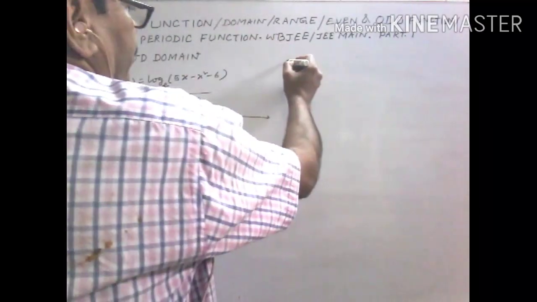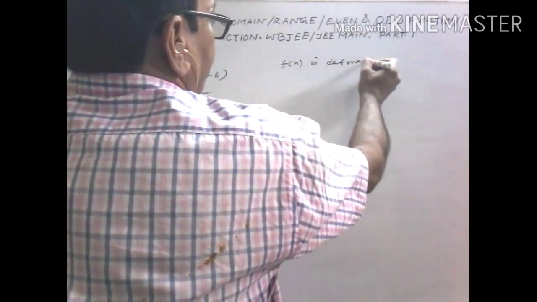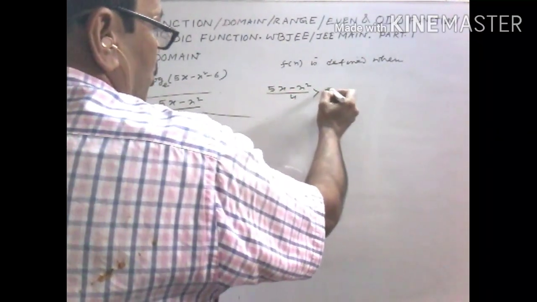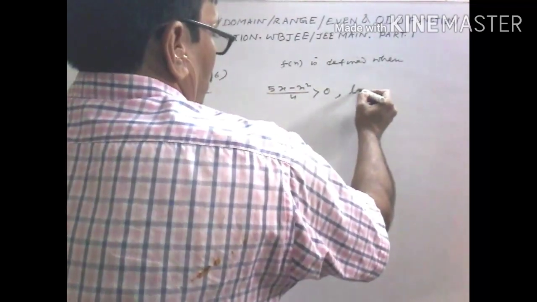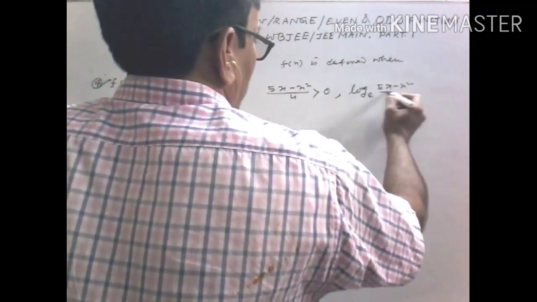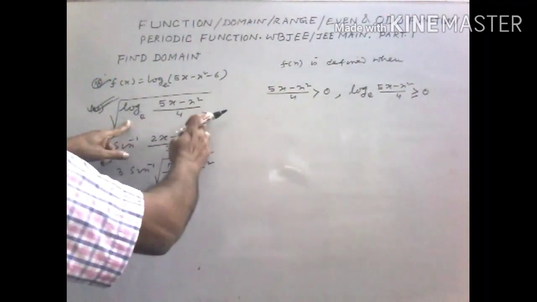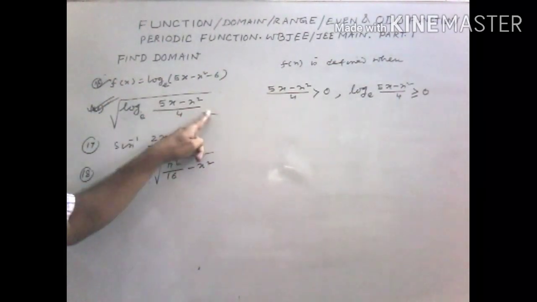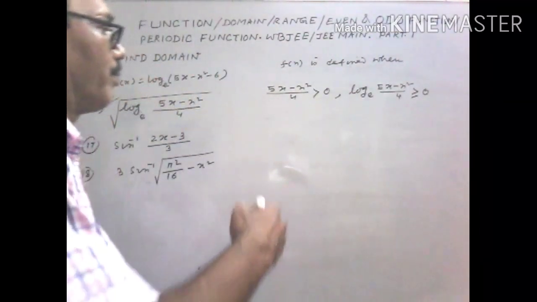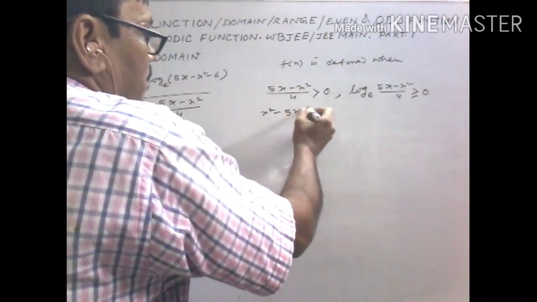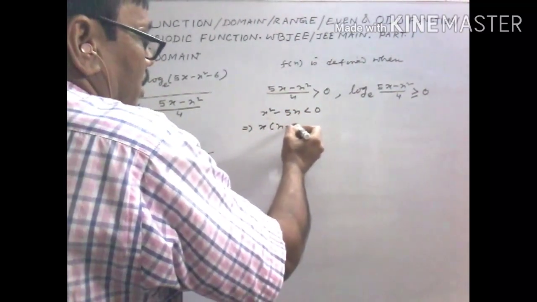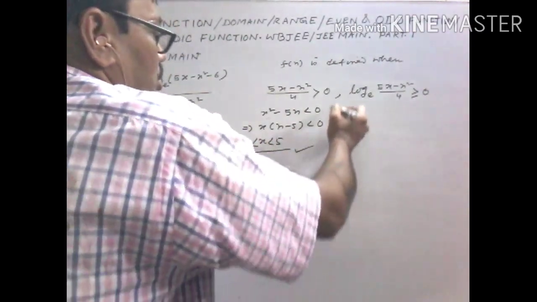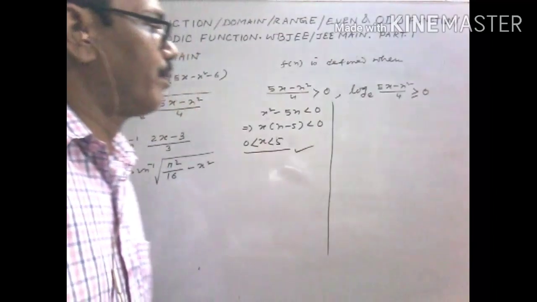To write, f of x is defined when the argument 5x minus x square by 4 is greater than 0, only greater than 0, and log of base e of 5x minus x square by 4 may be greater than or equal to 0 because root over 0 is 0. So the argument is positive and the total thing within the root is greater than or equal to 0. So if we multiply it, x square minus 5x less than 0. So x into x minus 5 less than 0. So x lies between 0 to 5.